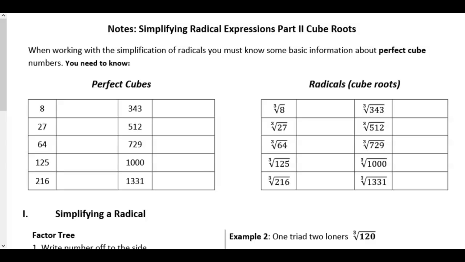But 8 is what times what times what? No. 2. 2 times 2 is 4. 4 times 2. I can see it. 2 cubed. All right? So, now 27. Take a wild guess. What do you think that was going to be? 3 times 3 times 3. 3 cubed, right? Let's fill these all in.